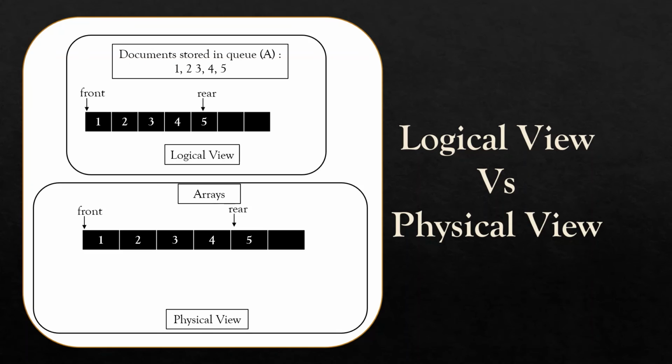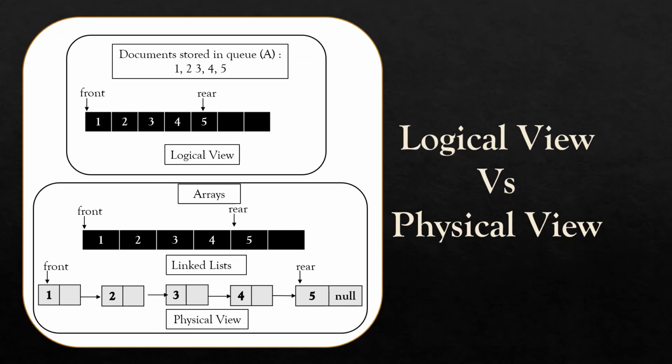Physically, when we look at it, it will either be an array or a linked list, and when it's an array, the front pointer stores the index of the first element and the rear pointer stores the index of the last element. So even though I say the word pointer, they are basically storing the index of the array.